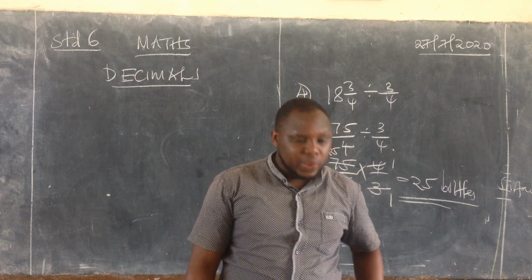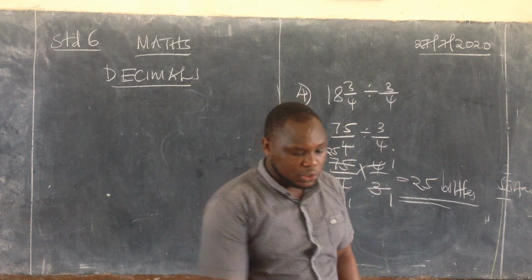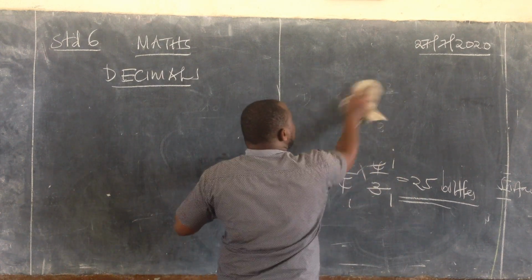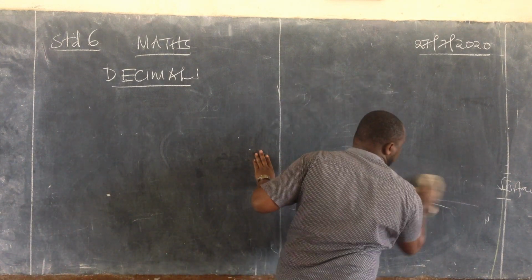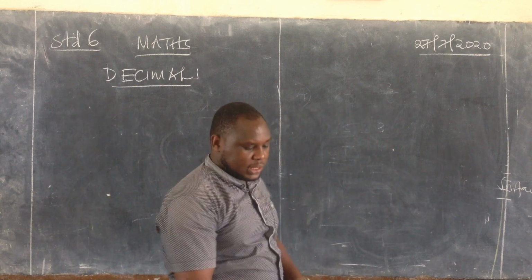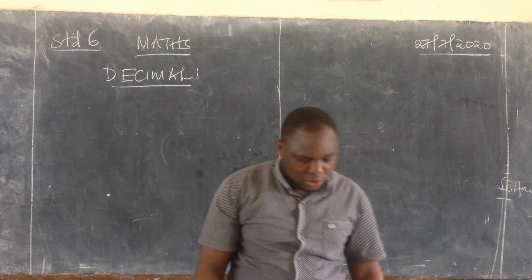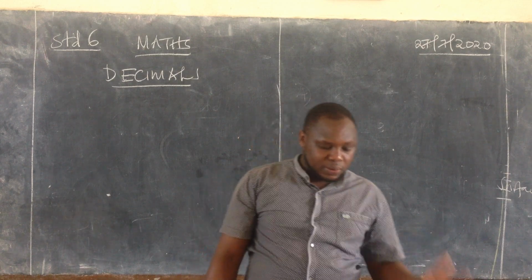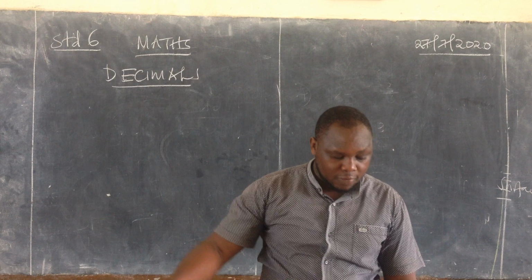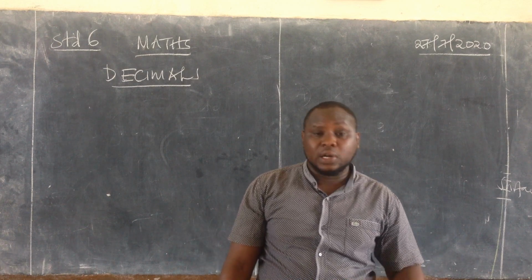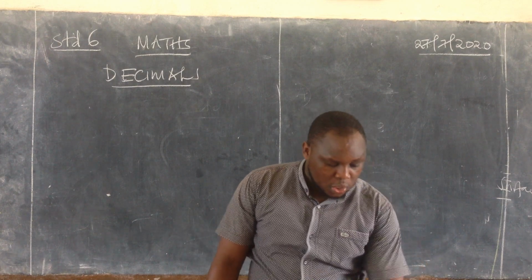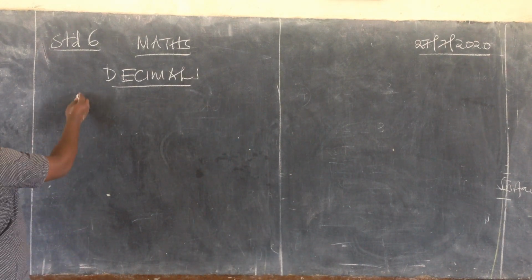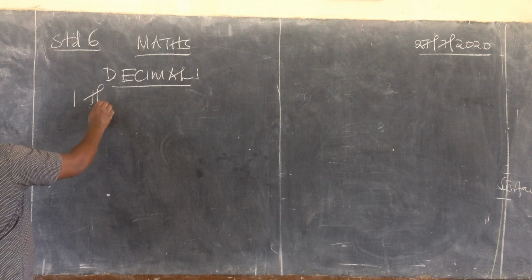Now in this case, we are going to deal with decimals. I know you have done decimals in other classes, but here in class 6, we are going to cover decimals up to 10,000. So I want to show you what a thousandth is, and a ten-thousandth is. We're going to begin from tenths.